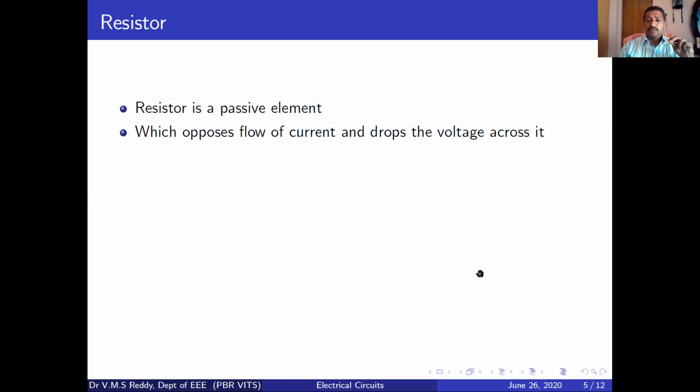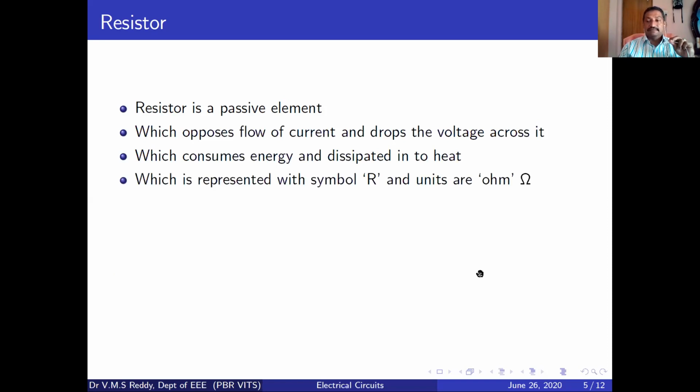So which opposes flow of current means that which does not allow electrons to flow through it immediately, and drops voltage across it. Voltage drop, that's nothing but V is equal to I into R. Voltage is equal to current times resistance. How much voltage drop depends on how much resistance there is. And then it consumes energy and dissipates it as heat.